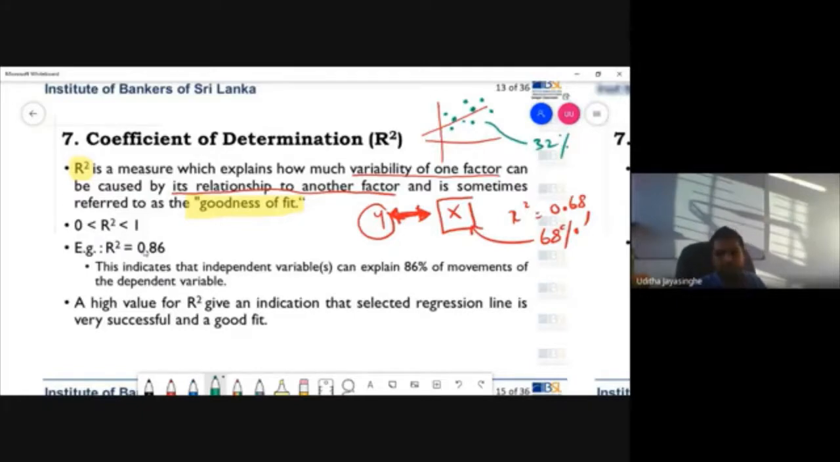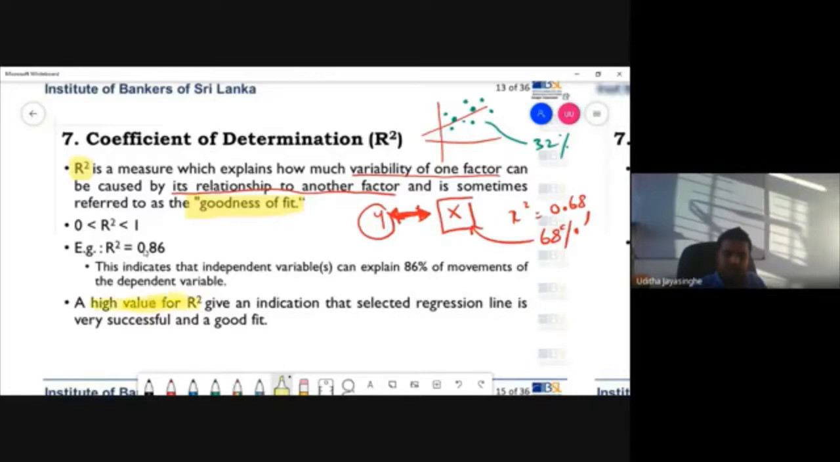Okay. That's the idea of the R square. How much, or what sort of percentage of movements of the independent variable and the dependent variable can be seen in the model that we just found out. So the higher the R square number, the better it is.